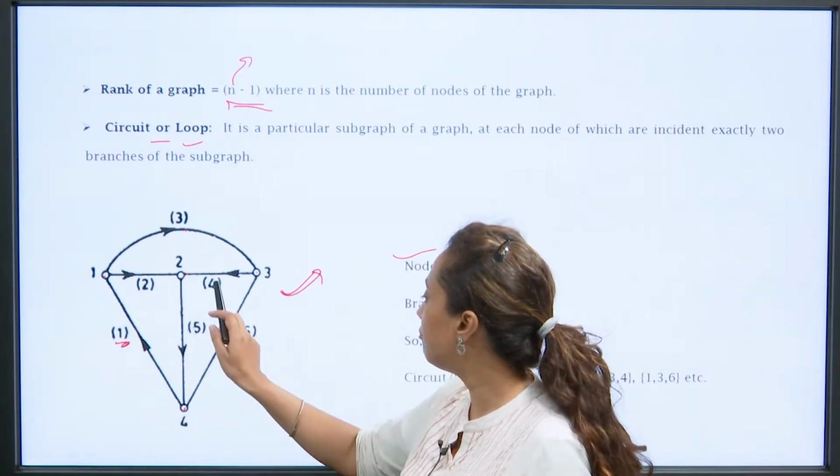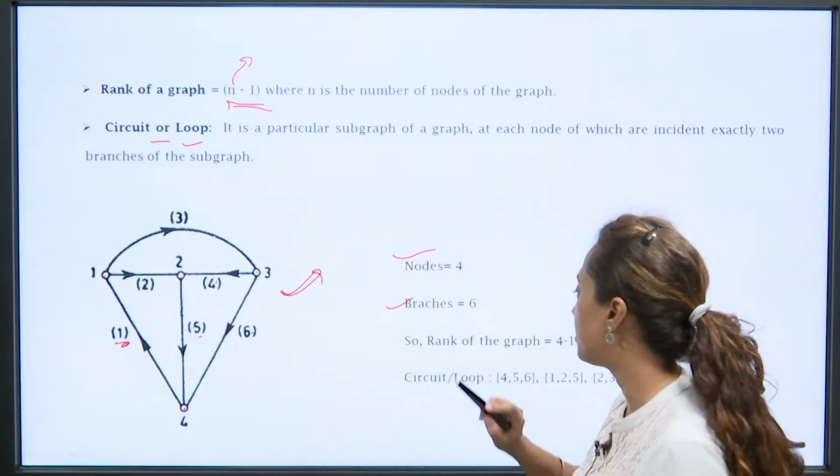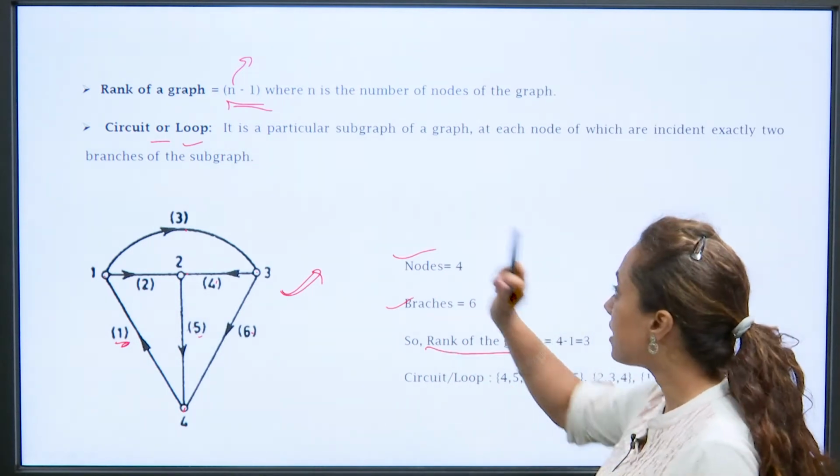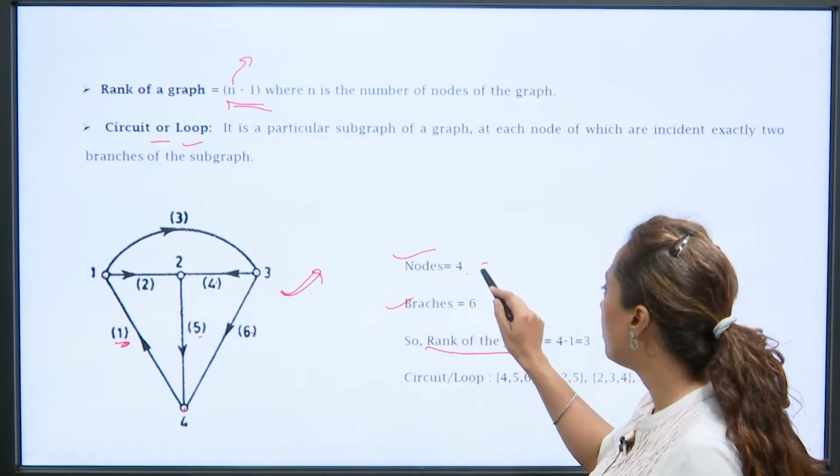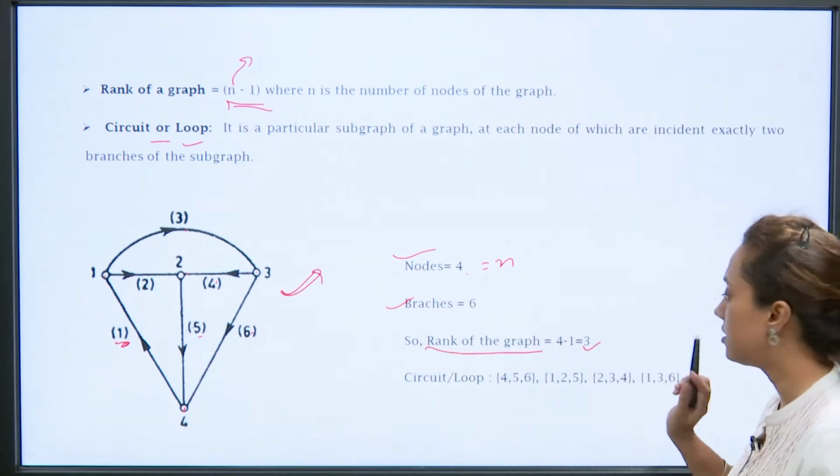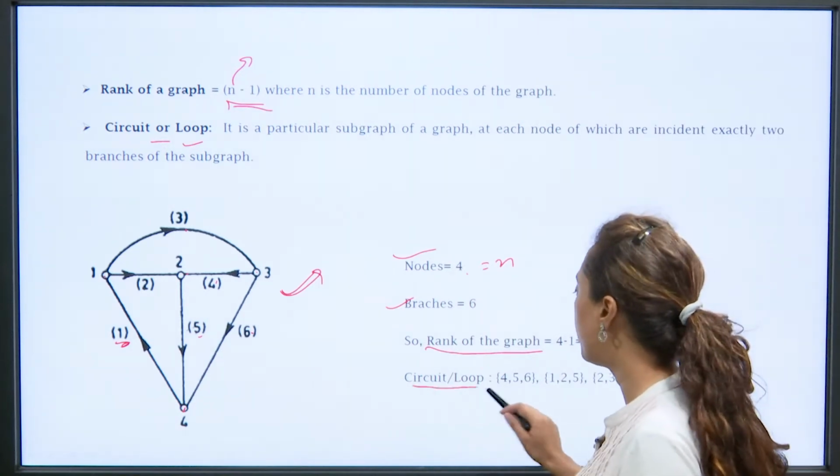1, 2, 3, 4, 5 and 6. So, branches are 6. Now, the rank of the graph is n minus 1, here n is 4. So, 4 minus 1, that is 3 is the rank of the graph. Now, what is the circuit or the loop?